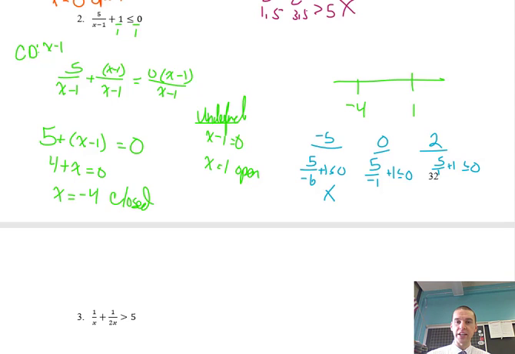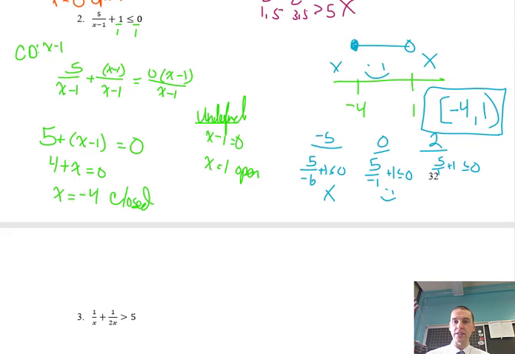Here we'll have negative 5 plus 1 that is less than 0, so x, smiley face, and 5 plus 1 is 6, that's definitely not less than 0. So we'll get negative 4 to 1. It's closed at negative 4 and open to 1. And so that is our answer.